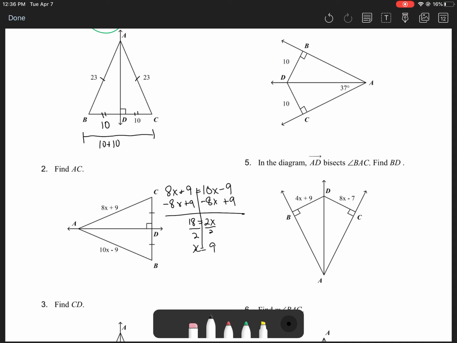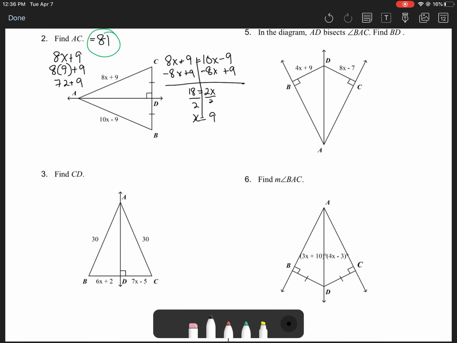The question did not ask for what x equals. It asked for what the length of AC is. So AC was 8x plus 9. So I'm going to put 9 in for my x. 9 times 8 is 72, plus 9 is 81. So AC is 81.